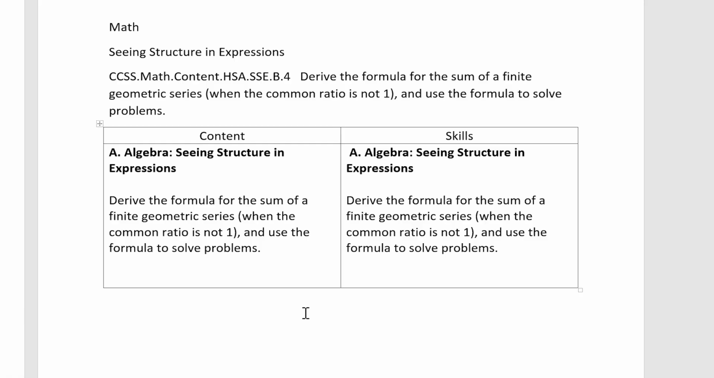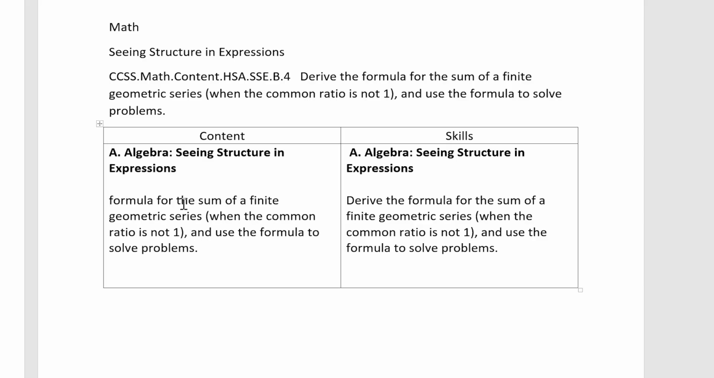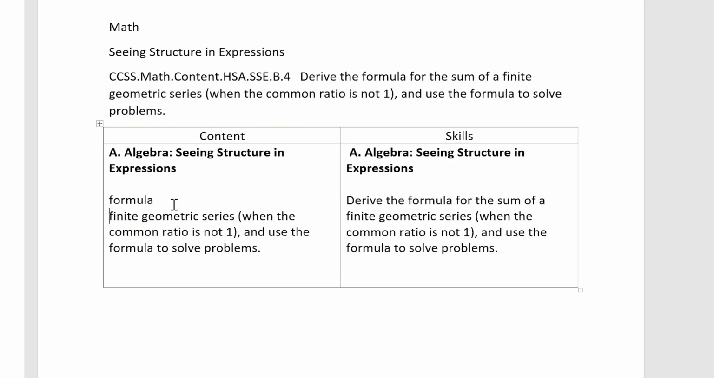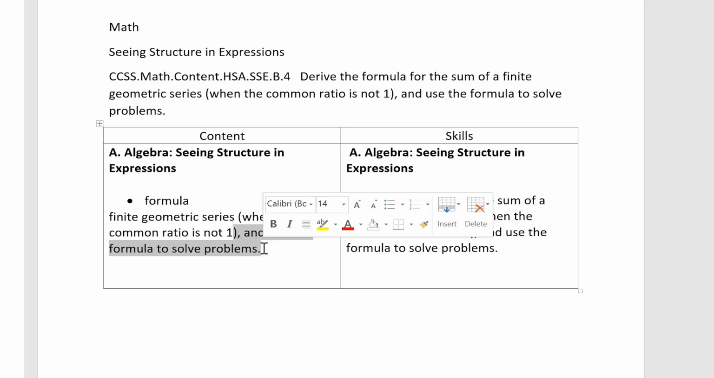But now I can come back and I can look at these pieces, and I'm going to start saying, what do they need here? I've derived the formula for the sum of a finite geometric series. So I need a formula, and I also have a finite geometric series. They give me a parenthetical. When the common ratio is not 1, I leave that right in content. Never delete examples. Don't delete the explanations they give you. Teachers need that when they're looking at a unit plan.